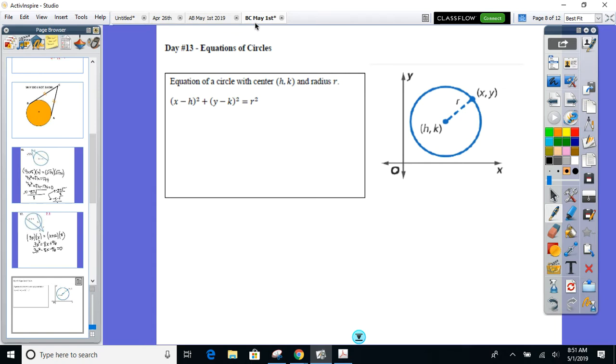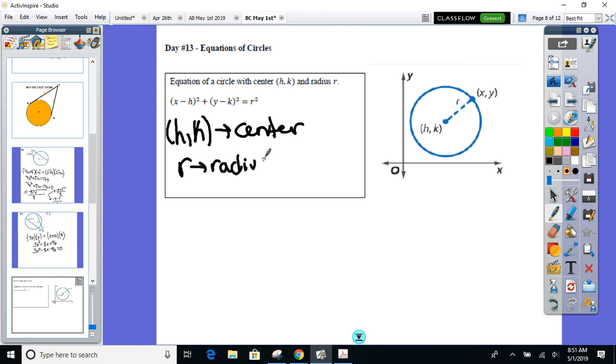What you will plug in for is h and k. You can see that will be the center of the circle. So h and k are going to be numbers, and those numbers represent the x and y coordinate of the center of the circle. There's another value we haven't talked about, and that is r, the radius length.